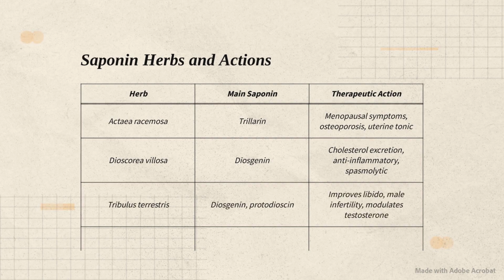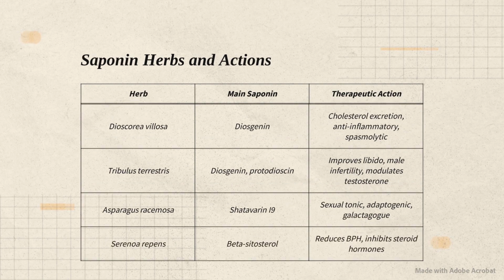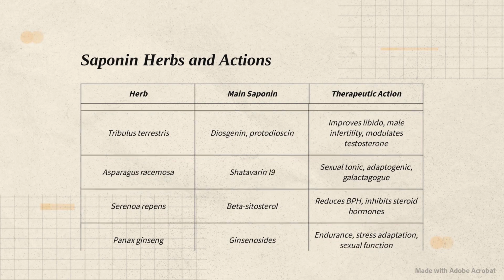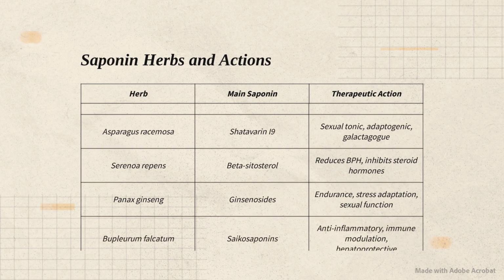Tribulus terrestris contains diosgenin and protodioscin, improving libido, male infertility, and modulating testosterone. Asparagus racemosus contains shatavarin IX, serving as a sexual tonic, adaptogen, and galactagogue. Serenoa repens contains beta-sitosterol, reducing benign prostatic hyperplasia and inhibiting steroid hormones. Panax ginseng contains ginsenosides, which help increase endurance, adapt to stress, and improve sexual function. Bupleurum falcatum contains saikosaponins, providing anti-inflammatory, immune-modulating, and hepatoprotective effects.